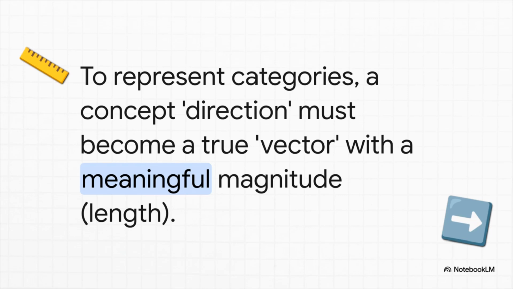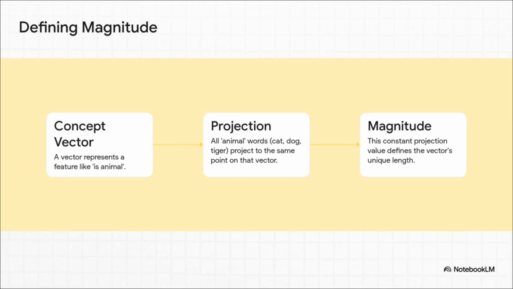So how does a concept get its length? The theory predicts something pretty remarkable. Okay, let's take a vector that represents the feature "is an animal." If this representation is working perfectly, then every single animal word you can think of, cat, dog, tiger, you name it, when you project it onto this vector, it lands at the exact same point. The distance of that point from the center is what gives the vector its unique, meaningful length. Basically, a cat is exactly as much of an animal as a dog is.